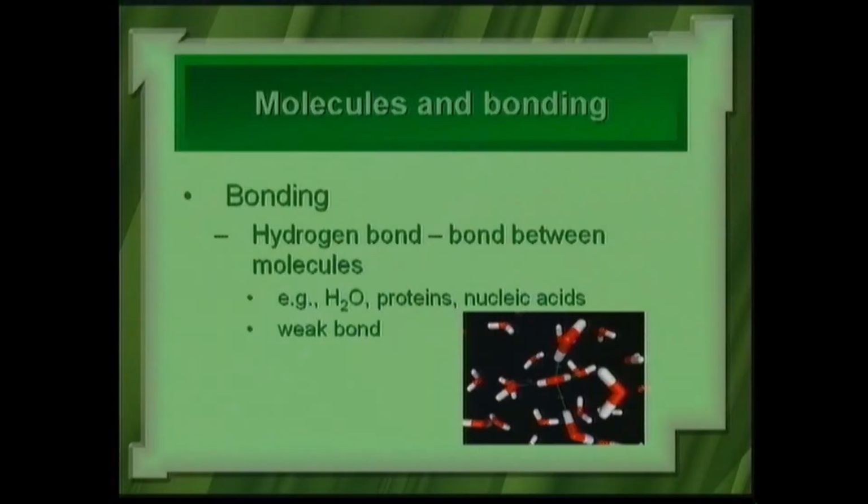Now, hydrogen bonding, furthermore, is the weakest of the types of bonds. Hydrogen bonding is a secondary bond between molecules, and it is a weak bond.